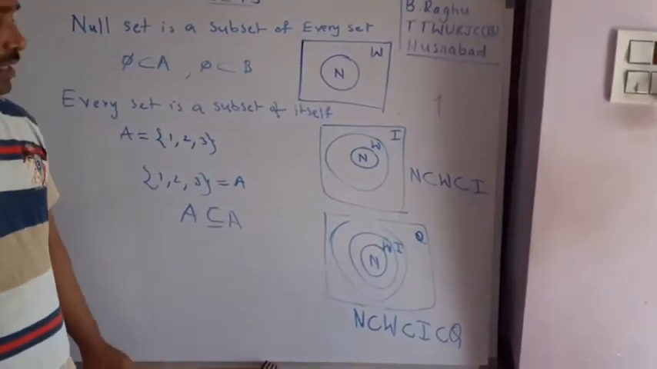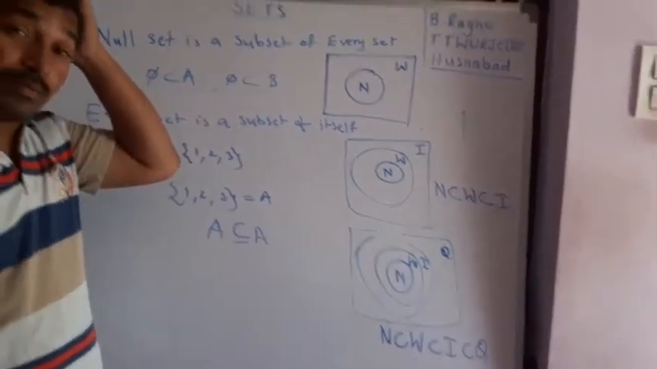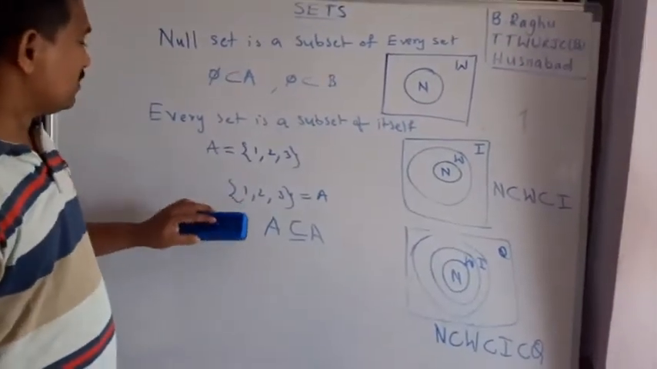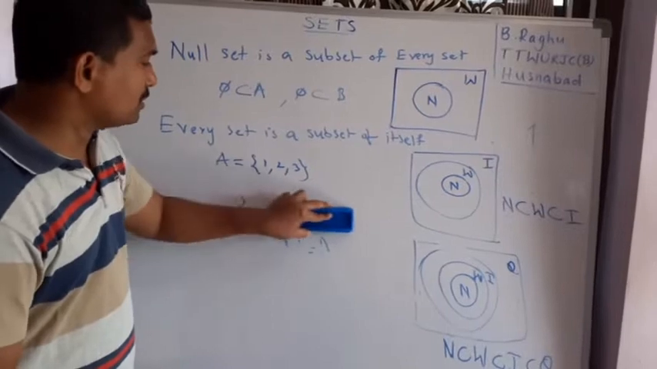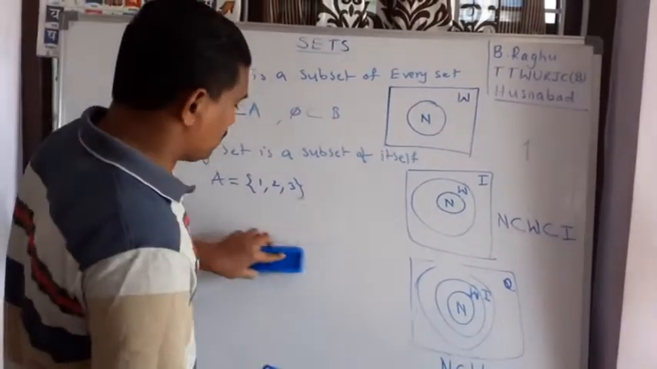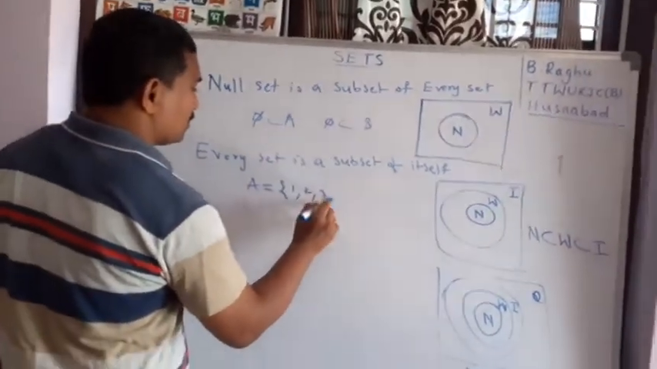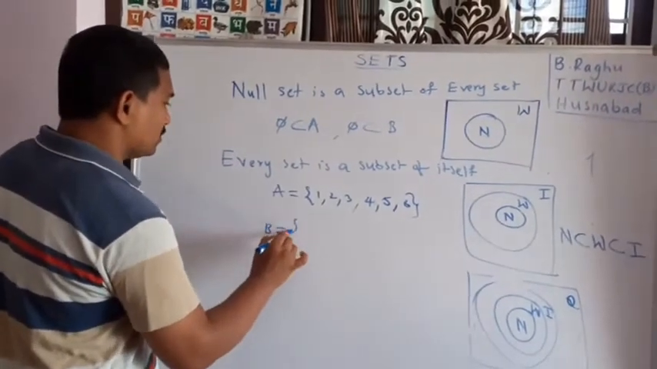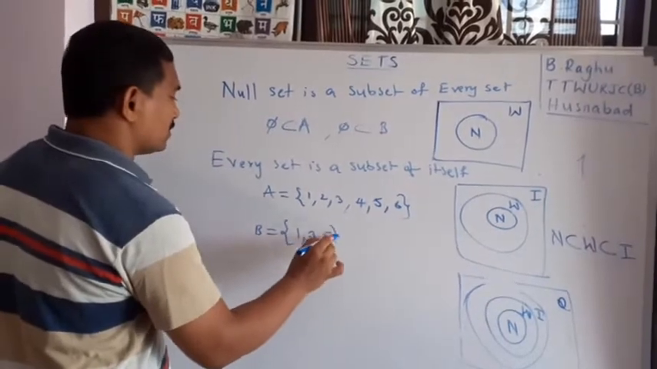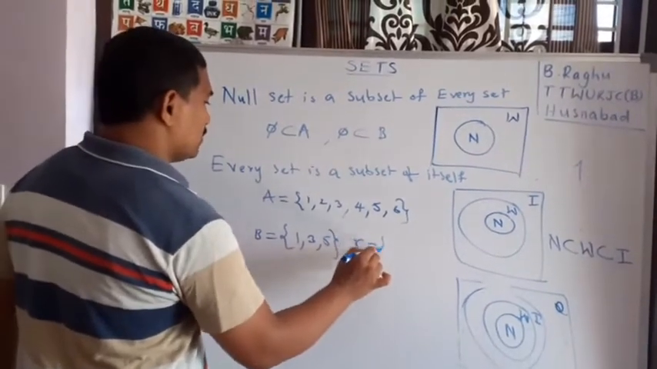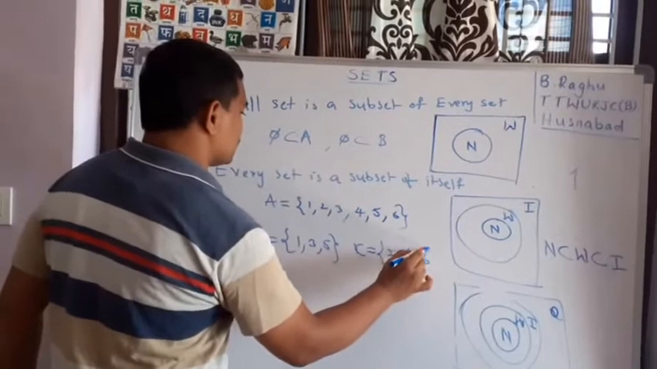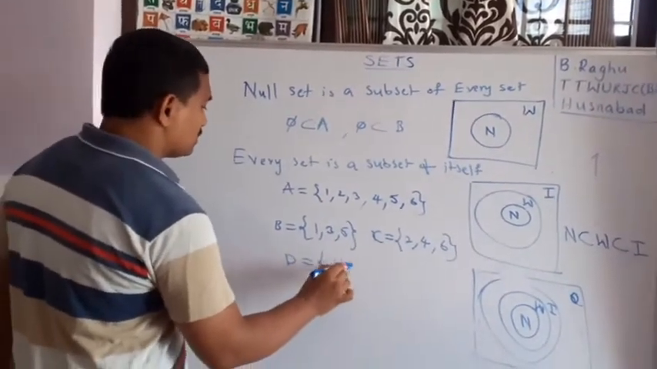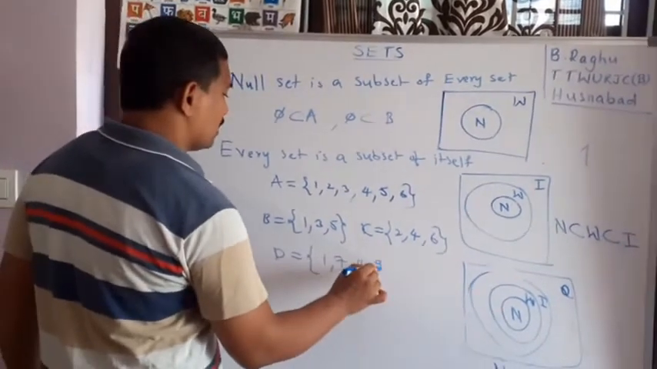Okay. So let us discuss some examples. Which set is a subset of which? For example, here A equals 1, 2, 3, 4, 5, 6. I am writing B equals 1, 3, 5. C equals 2, 4, 6. D equals 1, 7, 4, 9.